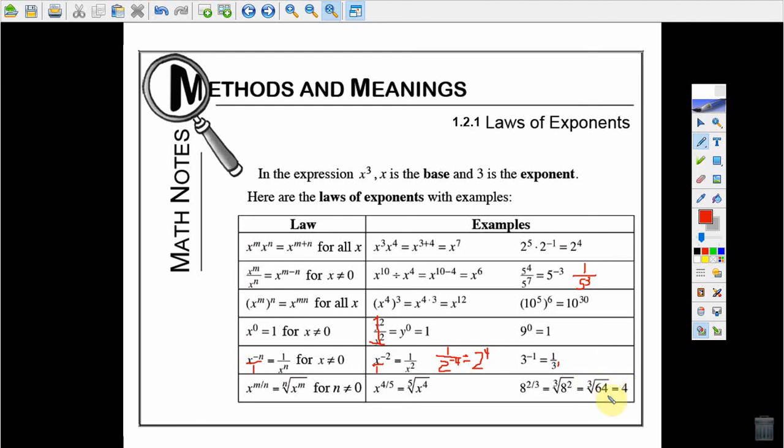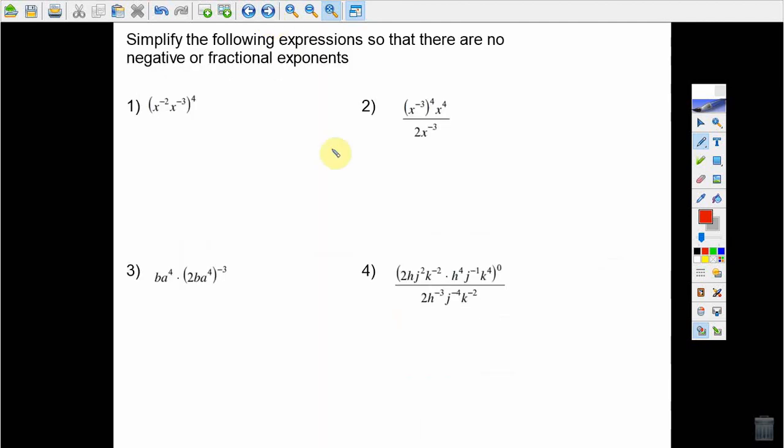So see if you can use these rules to simplify the following problems and have those ready to talk about in class tomorrow.